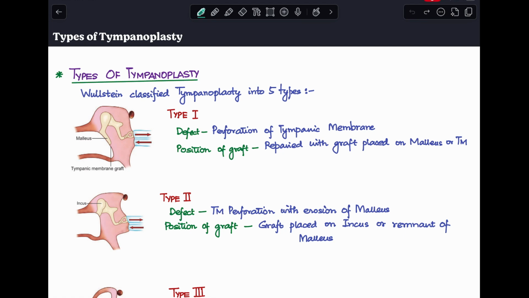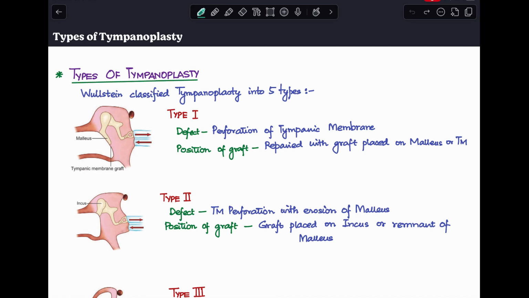So let's get started. In tympanoplasty, Wullstein had classified tympanoplasty into 5 different types. Now we'll discuss all of these 5 different types on the basis of where the defect lies and where we place the graft in each of the types.